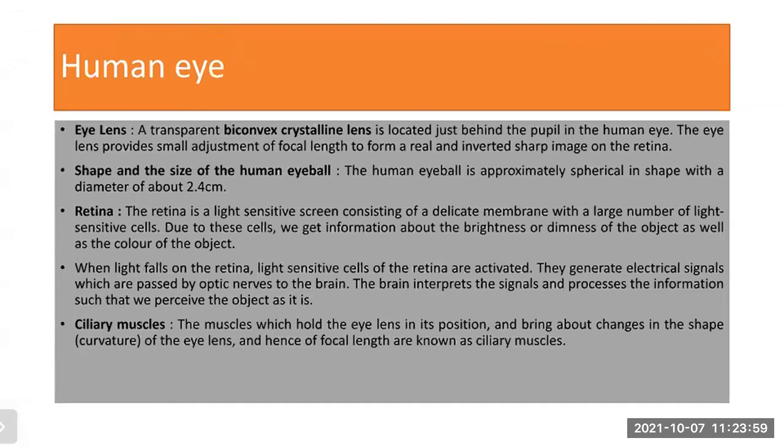Then retina. Retina acts like the screen on which the image is formed, and it is made up of light sensitive cells, due to which we get the information about the brightness or the dimness of the object as well as the color of the object. And what is the role of the ciliary muscle? It holds the eye lens in a position and brings about changes in the shape of the eye lens. Got it?